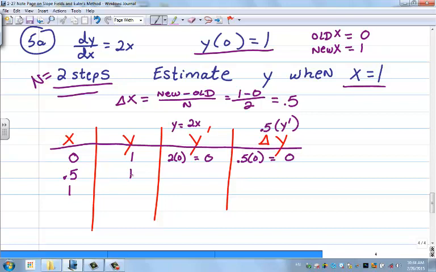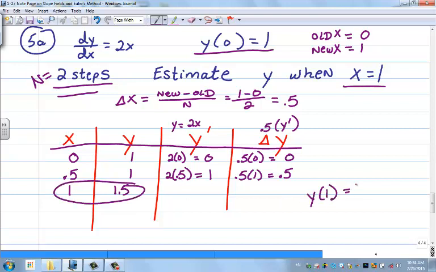All right, and then y prime is equal to 2 times x. So 2 times 0.5 is equal to 1. And then we're going to do delta y is 0.5 times y prime. So 0.5 times 1 gives us 0.5. And then to get our new y, we add to our old y. So we're going to do this 0.5 plus the 1 that's back there. So we get 1.5. So what is our estimate? Well, our estimate is y of 1 equals 1.5.